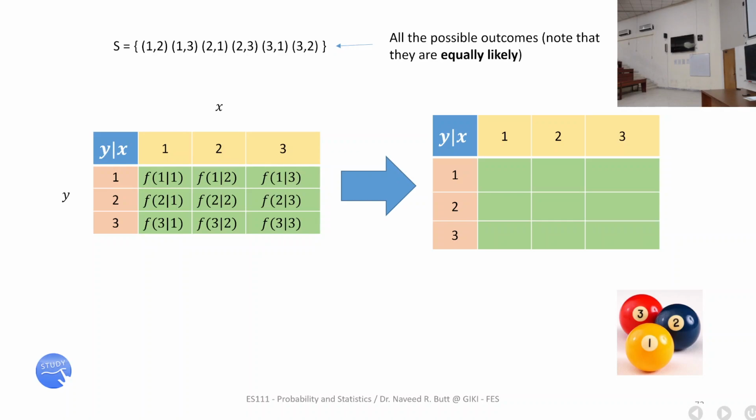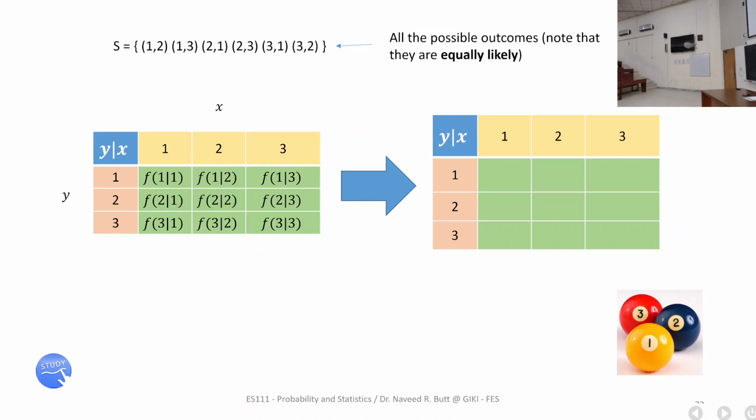What will it be? It's the same experiment. 3 balls in the bag. You take one out, then you take another out. The first variable represents the number written on the first ball. Second represents the number written on the second ball. Yeah? So, what was it? This is probability.